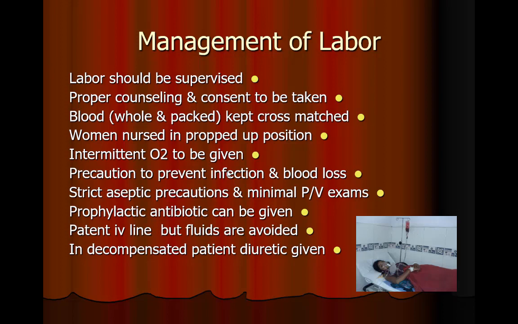Management of labor. How can we manage a patient with anemia during labor? Labor should be supervised, with proper counseling and consent taken. Blood, whole or packed, should be kept cross-matched. Women should be nursed in a proper upright position, with intermittent oxygen given. Take precautions to prevent infection and blood loss, with strict aseptic precautions and minimal PV examinations. Prophylactic antibiotics can be given. Keep a patent IV line, but fluids are avoided. In decompensated patients, diuretics should be given.